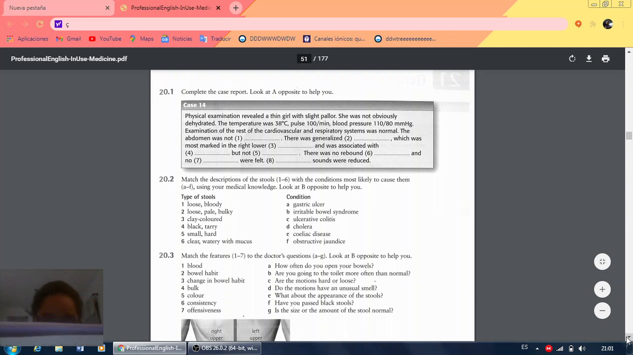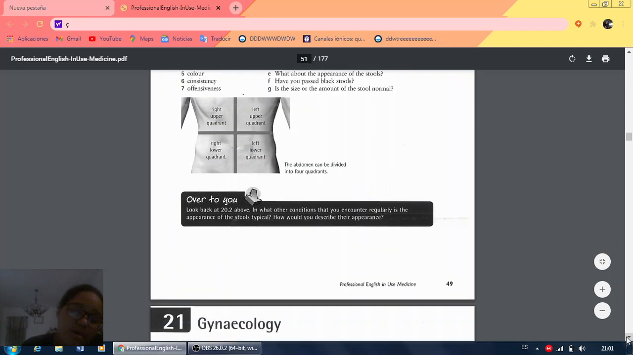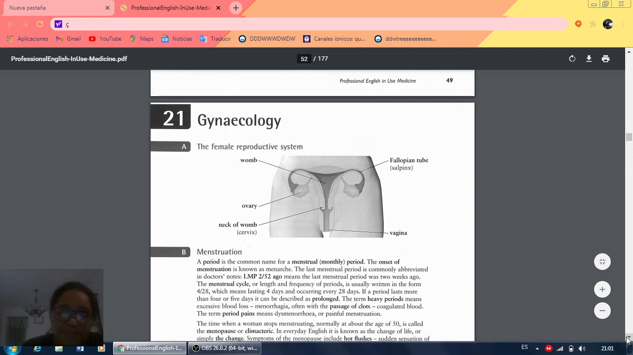Bladder. Have you passed blood? Bowel habit, after you open the bowels. Change of habit. Are you going to the toilet more often than normally? But the size of the stool, almost normal. Color. What about appearances in the stools? Consistency. Are you motion hard or loose? Often size. Do you not have usually small? Very good. Very good.